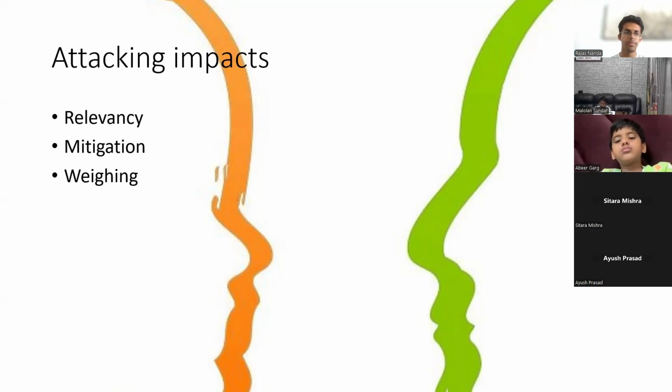Abir, do you have a question? Can you explain mitigation once more? Yeah, I didn't understand it quite well. Sure. So mitigation is very important. It's probably the most common way of attacking an impact. Mitigation is just basically you're not able to disprove their argument fully, so you're only weakening it.